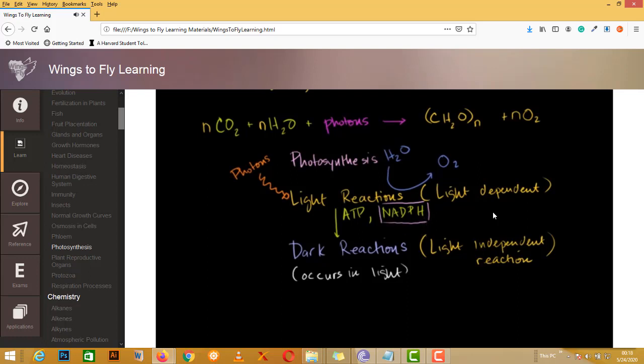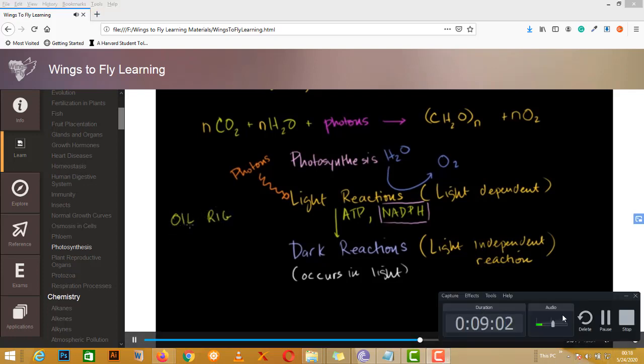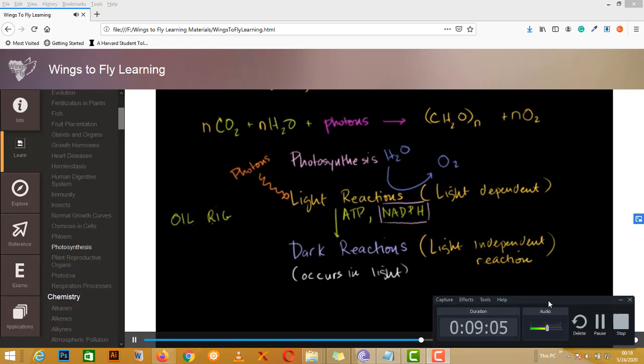Let me write that down. This is a good reminder. OIL RIG, right? Oxidation is losing an electron. Reduction is gaining an electron. Your charge is reduced when you gain an electron, right? It has a negative charge.